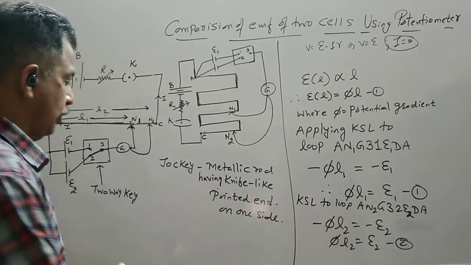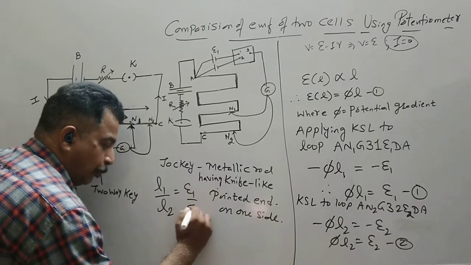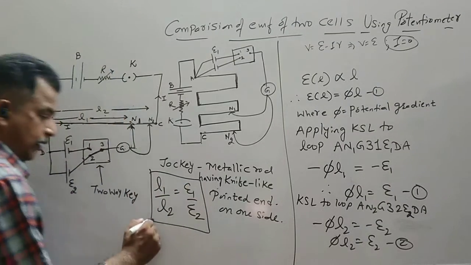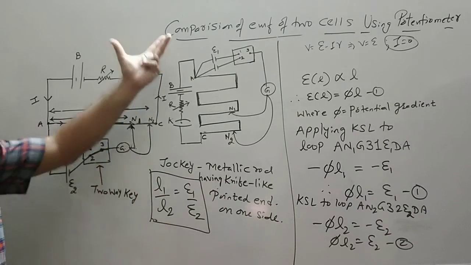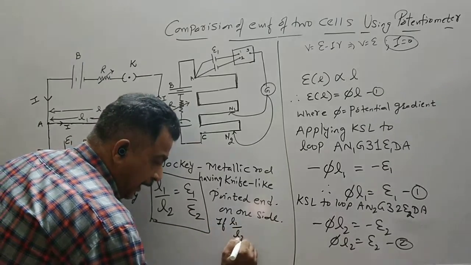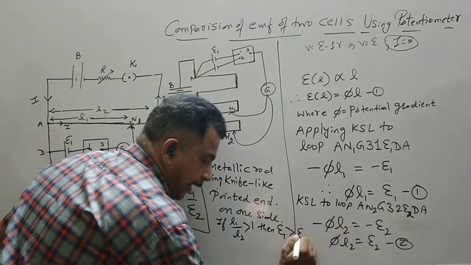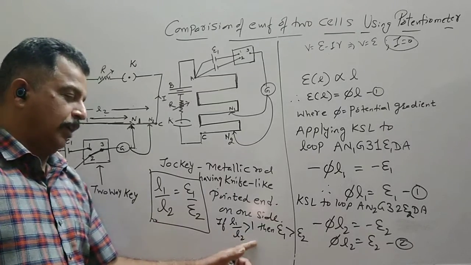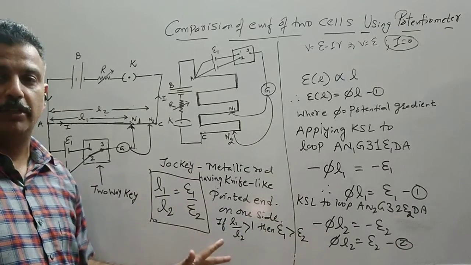Now I take the ratio. If I take the ratio, L1 upon L2 is equal to E1 upon E2. Now this is your final answer. Now I have to compare. If L1 upon L2 is greater than 1, then I arrive at the conclusion that E1 is greater than E2. And if it is less than 1, the opposite, that is, E1 is less than E2. That is a comparison only. We are comparing.